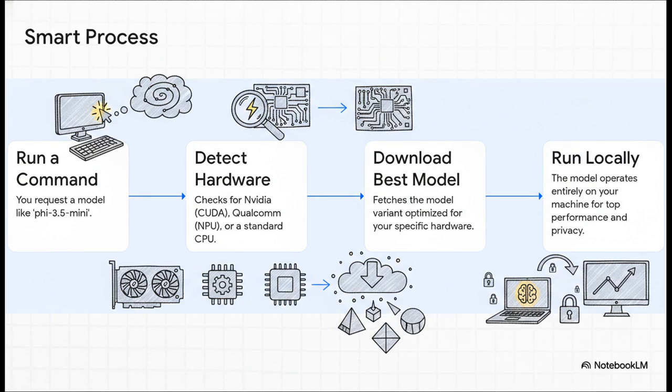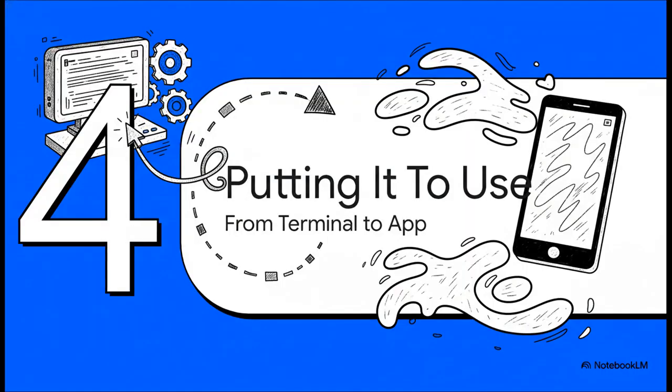Then Foundry Local acts like a super smart matchmaker. It takes a peek at your hardware. It checks if you've got an NVIDIA graphics card with CUDA, or maybe one of those new Qualcomm NPUs, that's a neural processing unit, or even just a standard CPU. And here's the cool part. It automatically finds and downloads the perfect version of that model, the one that's optimized for your exact machine. You don't have to do anything. It's all automated.